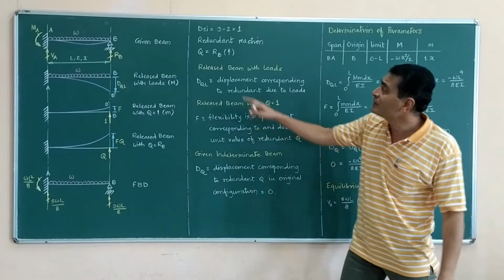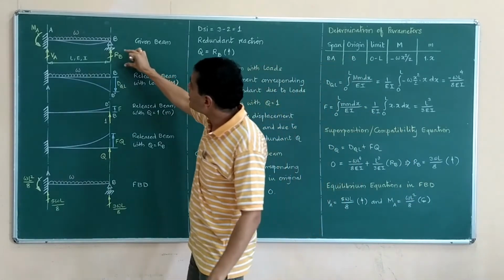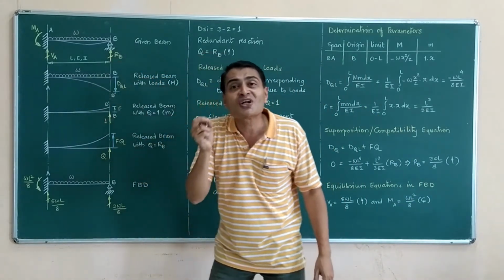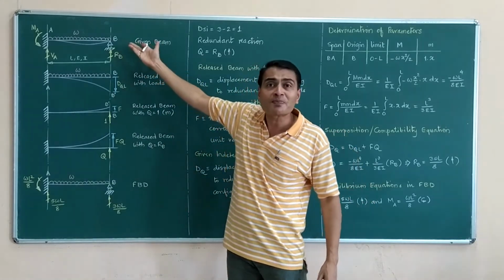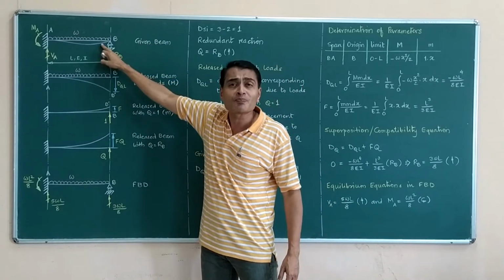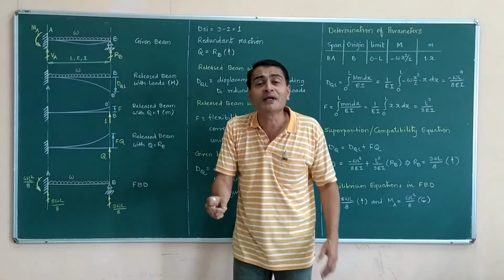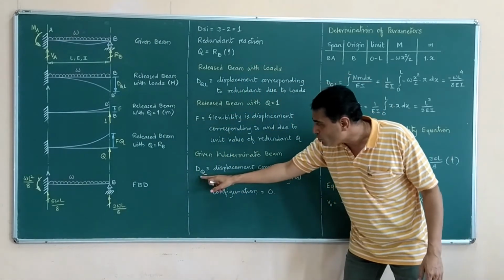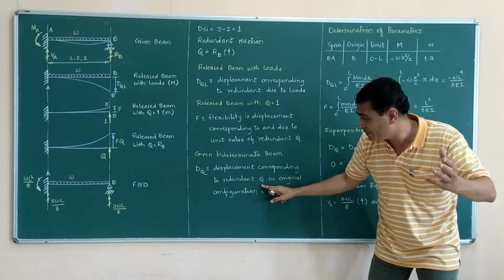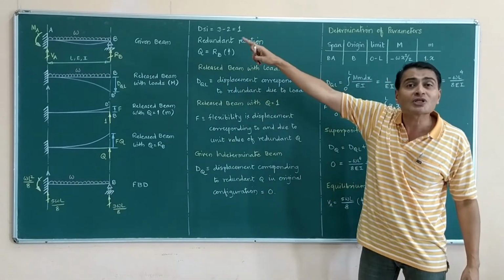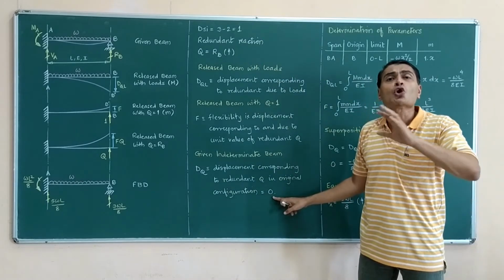Again, for the same reason that my redundant is a force RB. So corresponding to RB, I have to look for what is the deflection in B, not what is slope in B. And very clearly for this propped cantilever, there might be some slope theta B, but there won't be any delta B. There won't be any deflection at B point. That is why I am saying dq, which is displacement corresponding to redundant q, which is our RB, in original configuration, in original given problem, and that I have directly equated to 0, it is not existing.